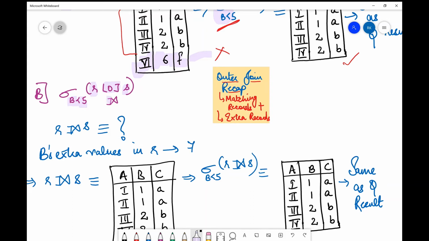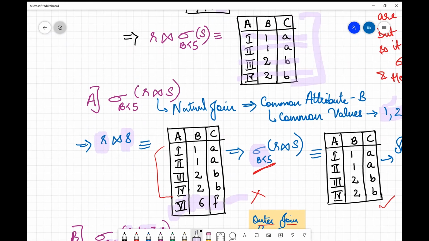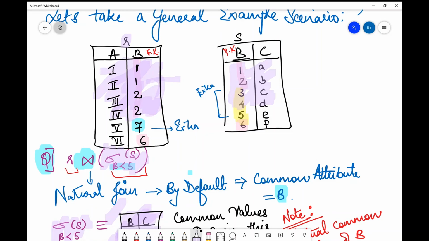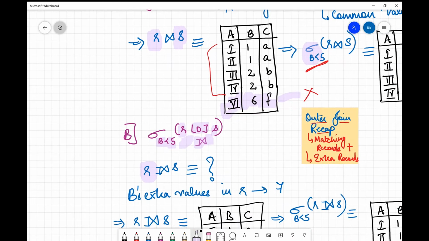So if it is a left outer join, then the extra records present on the left hand side relational schema, or if it is a right outer join, then the extra records present in the right side table, which is S in this case. Okay, so since it is left outer join, we'll take the extra records present in R. Now B's extra values which are present in R but not in S are 7. So if you just check B's table, yeah, this was the extra value.